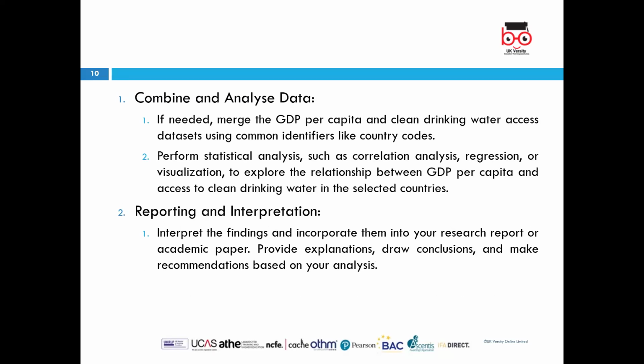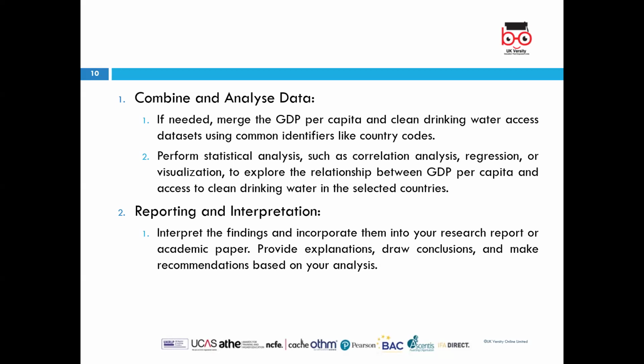Then the next step is to combine and analyze data. If needed, merge the GDP per capita and clean drinking water access data sets using common identifiers like country codes. Then statistical analysis is performed, which can be correlation analysis, multiple regression, or visualization in the form of descriptive statistics, to explore the relationship between GDP per capita and access to clean drinking water in the selected countries.